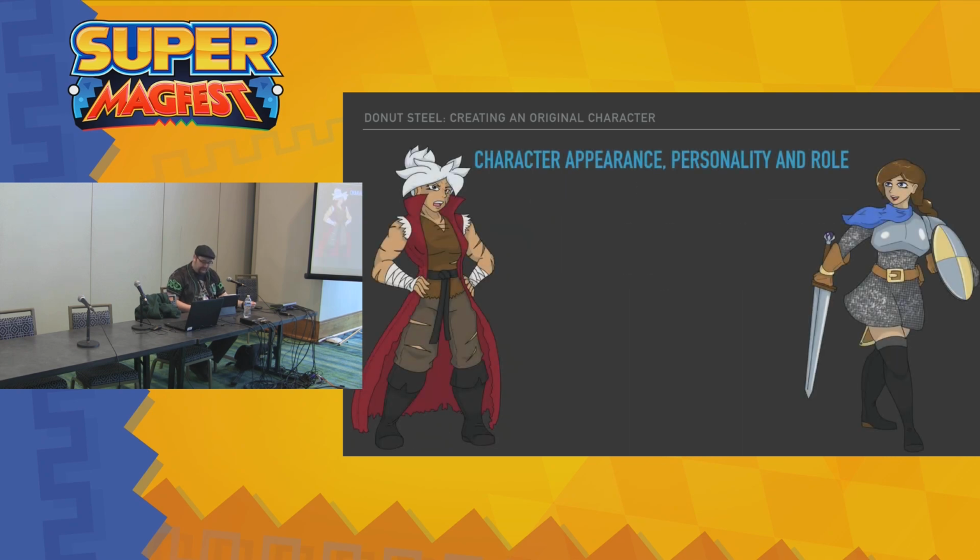Okay. So character appearance, personality, and role. What do these have to do with the character design? Well, starting with one of them will often affect how the others work. A character's appearance may affect their personality or the role they play in society. Their personality may reflect their appearance or their role in society. And of course, their role in society may affect their appearance and personality. They all mesh together. But you do have to combine them in order for them to make sense.